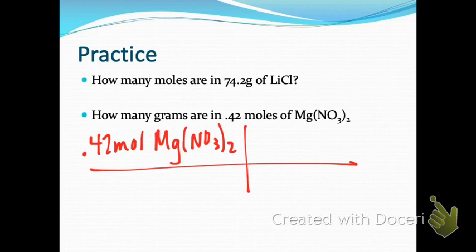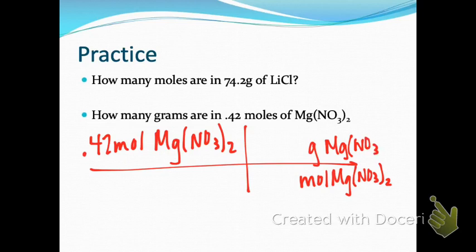We always start our chart with what we know. Moles to grams is 1 step. So if I need to get rid of moles, it needs to go on the bottom. Moles of MgNO3, 2. And I want to go to grams of MgNO3, 2.